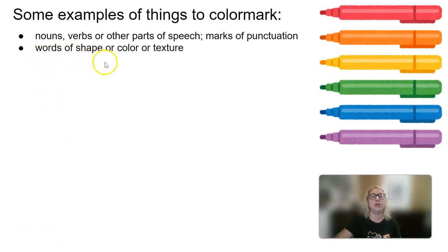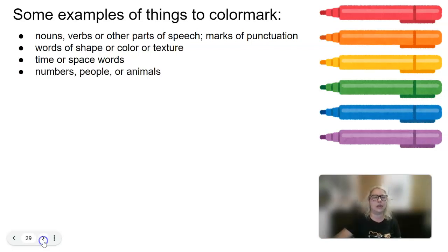How about this one? Words of shape or color or texture. This one would connect to a guiding question about imagery very well. Time or space words. So time words meaning, like Eve in the Easter poem or Easter Monday. Those would all be time words. Space words would be location. Where are we? I'm not talking about outer space words, but just location, specifics that show us where exactly we are.